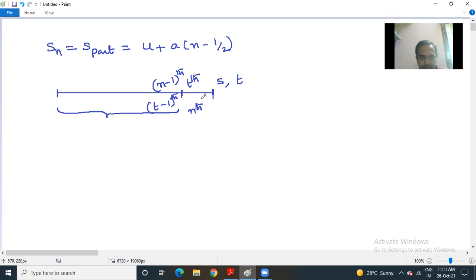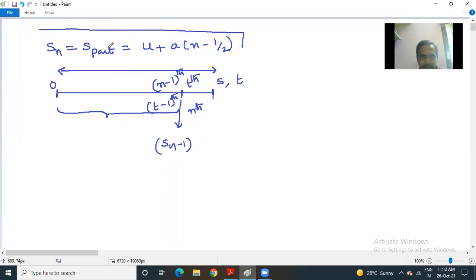If you want to find out the distance traveled in the nth second, you subtract the distance traveled up to t minus 1 second, that is, the n minus 1th distance, from the total distance. What is the total distance? This is the total distance. If you remove the n minus 1th distance from S, so Sn minus 1 removed from S, you will get the last equation of motion.